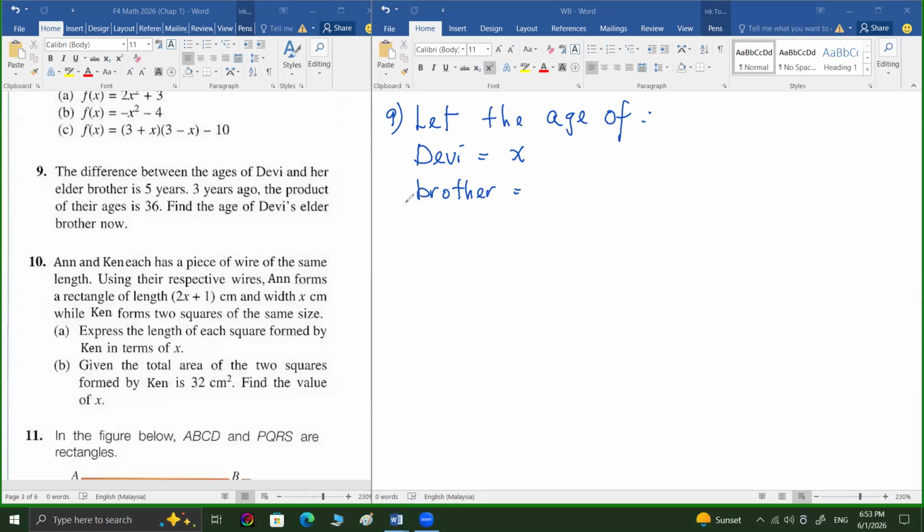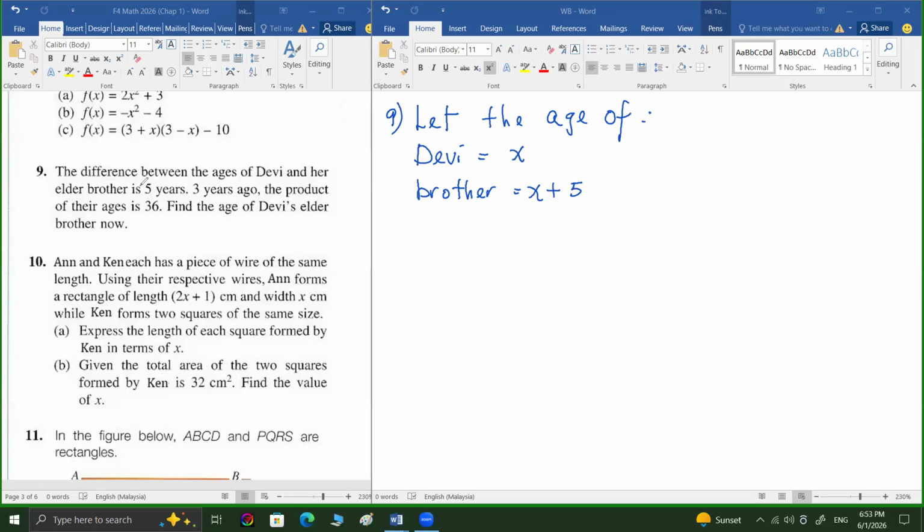Okay, if Davy is x, you see? Elder brother. Let's say, okay, how old are you? 16, right? Plus 5. Your elder brother is 5 years older than you. So your elder brother is 16 plus 5, right? So if your age is x, so the brother will be x plus 5. See the keywords, elder brother. If I say younger brother, x minus 5. So know how to let already?